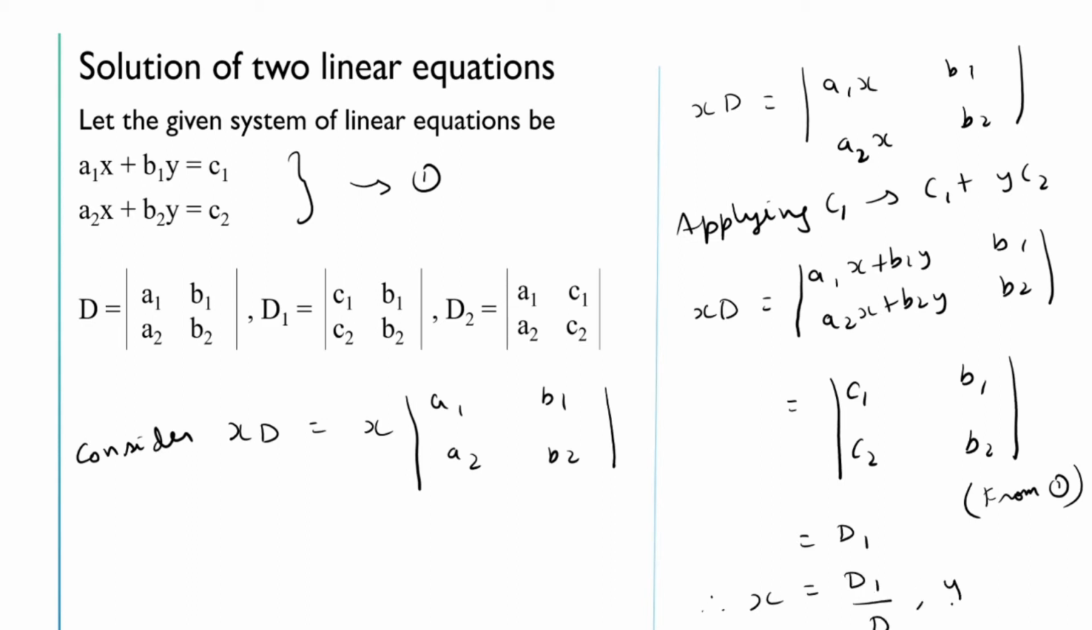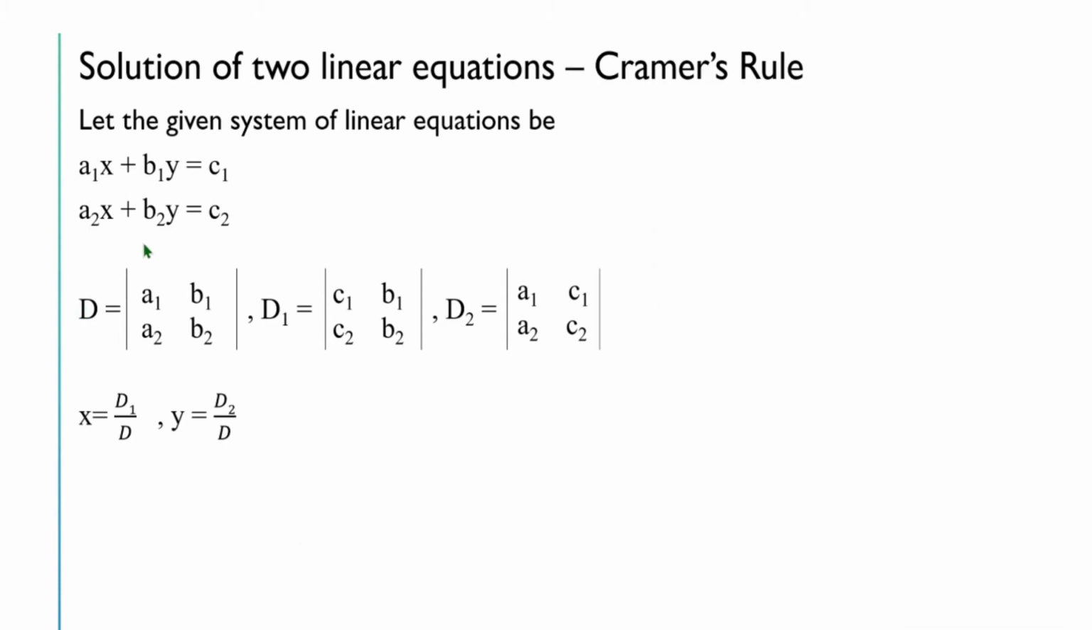Similarly we can show that y is equal to D2 by D. So this is how we can easily find the value of x and y using these determinants. This method of finding the value of x and y using determinants is called Cramer's rule. So when we are given a system of linear equations in two unknowns, we can find D using this determinant, D1 using this determinant, and D2 using this determinant. And from these we can find the value of x and y: x is equal to D1 by D and y is equal to D2 by D.